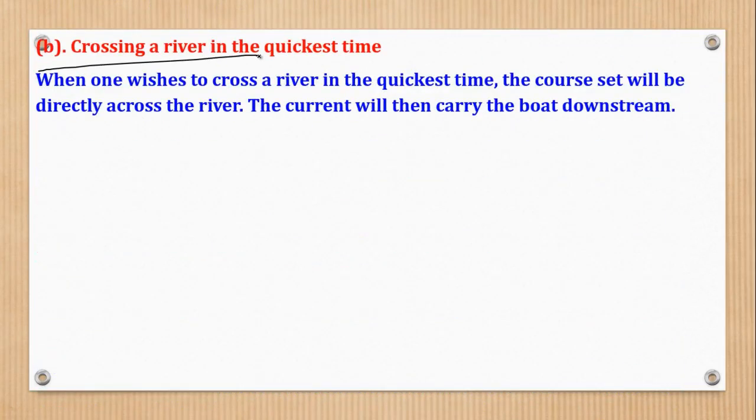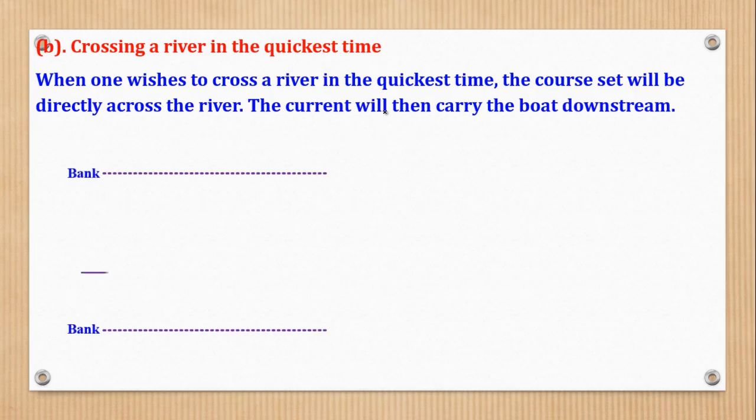Then crossing a river in the quickest time. So when one wishes to cross the river in the quickest time, the course set will be directly across the river. The current will then carry the boat downstream. So I think you realize the difference. By the shortest distance, you reach exactly at a point exactly opposite your starting point. But in the quickest time, you set your boat in the direction opposite to your starting point, so the current blows you away and you reach at a certain point downstream.